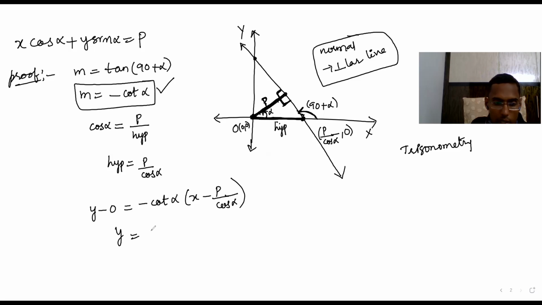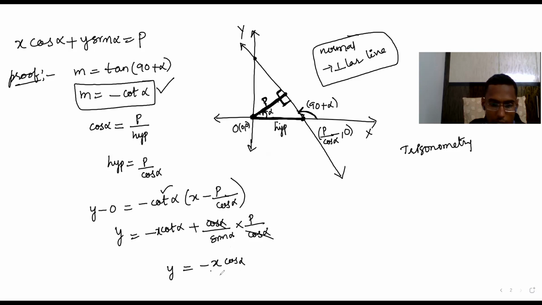Y equals minus cot alpha into x, and then plus cot alpha times P by cos alpha. Cot alpha I am writing as cos alpha by sin alpha; minus into minus becomes plus, and the cos alpha cancels. So y equals minus x into cos alpha by sin alpha plus P by sin alpha. Now sin alpha is the LCM.